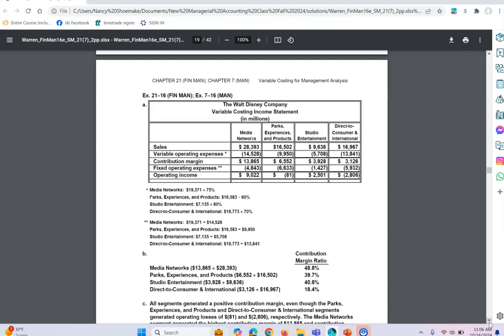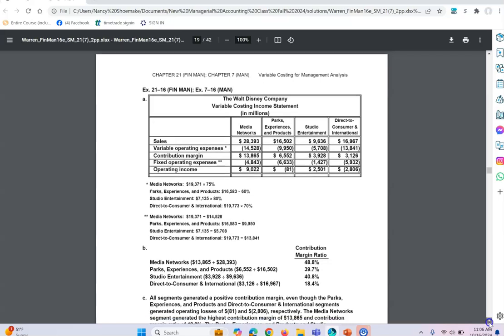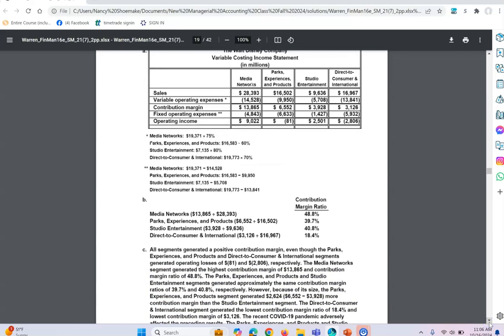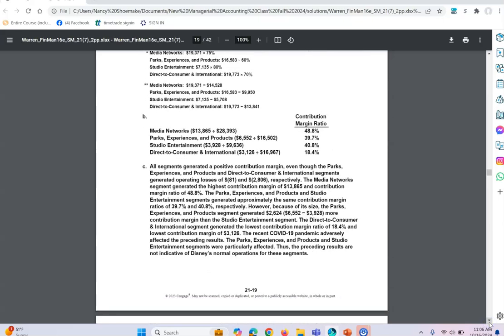So our figures, our bottom lines here are all going to stay the same. But when we look at the contribution margin ratio for MediaWorks, it's sitting at the highest number, 48.8%, Parks 39.7%, Studio 40.8%, and Direct to Consumer at 18.4%.